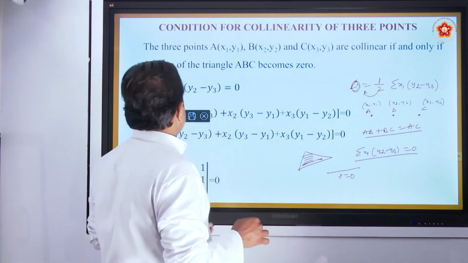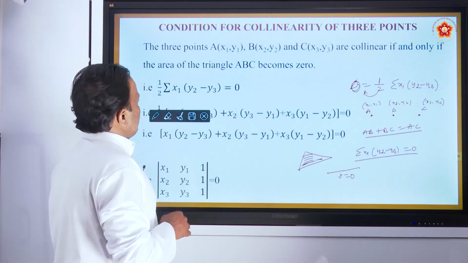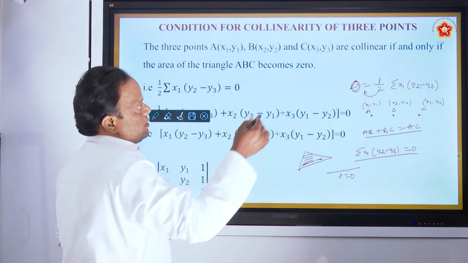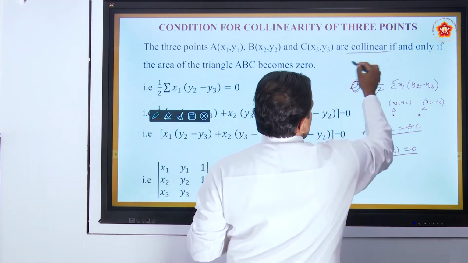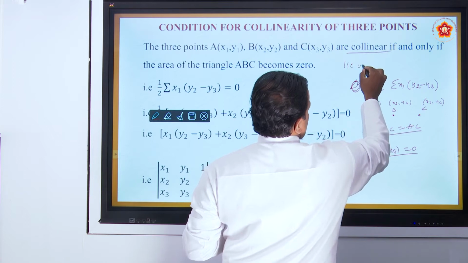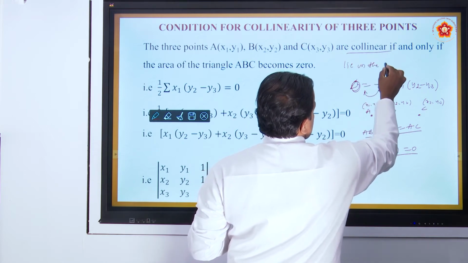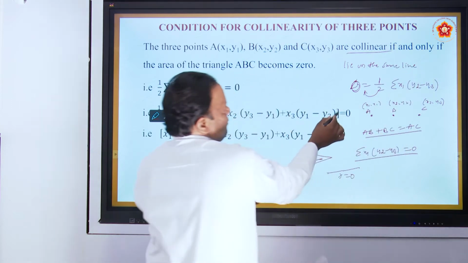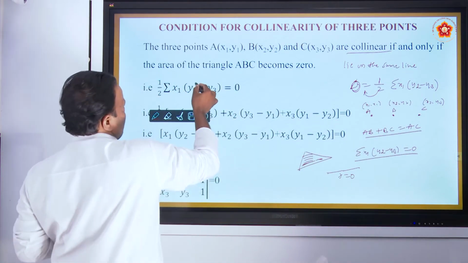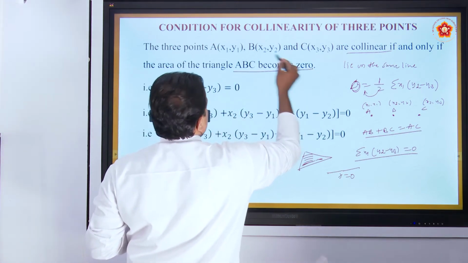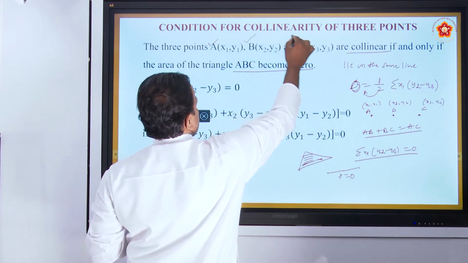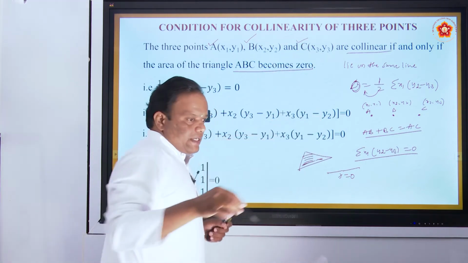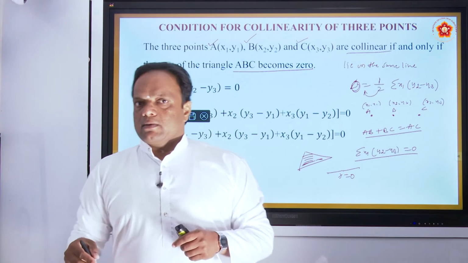Okay, let us see the condition. The 3 points A (x1, y1), B (x2, y2) and C (x3, y3) are collinear, lie on the same line. What is the meaning of collinear? Lie on the same line. Okay, that is called collinear if and only if the area of triangle ABC becomes 0. A is one vertex, B is another vertex and C is another vertex. If area of triangle ABC becomes 0, then we say that the 3 points are collinear.